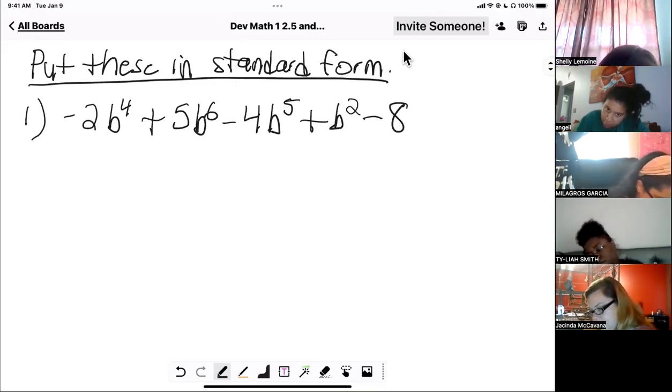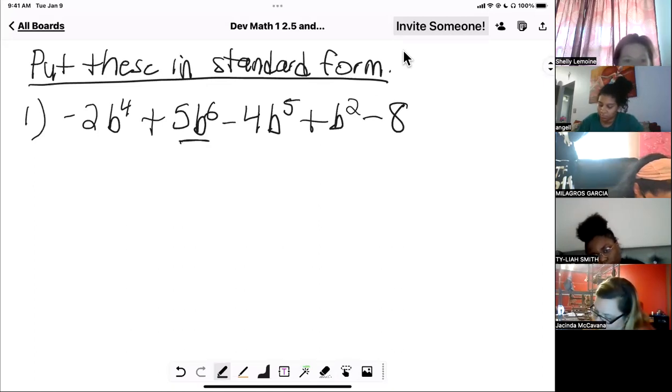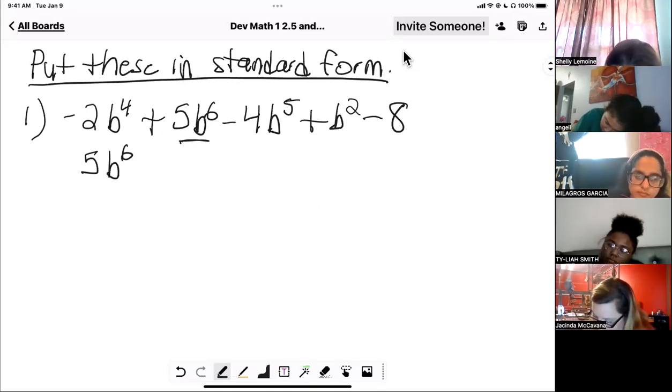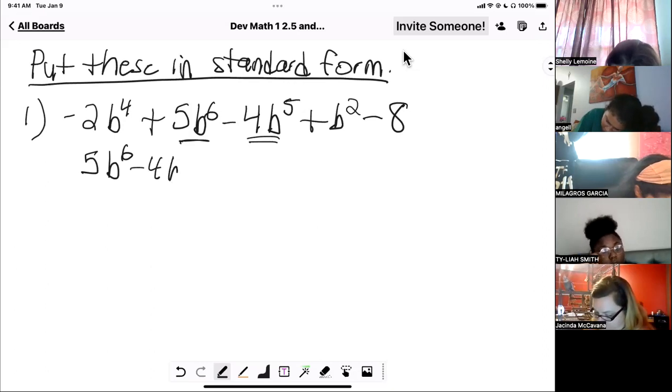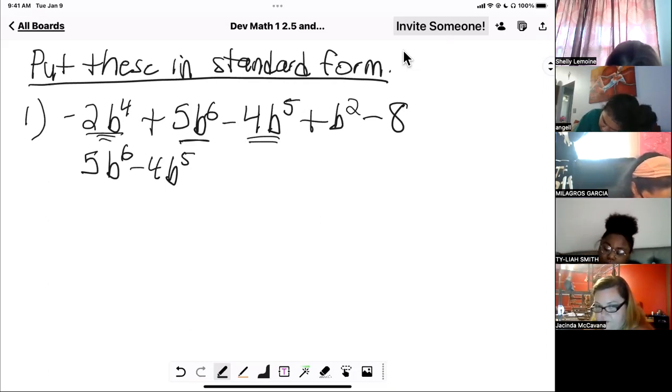All right, so standard form means highest exponent to lowest exponent. So the highest exponent I see is right here. Isn't that the 6th power? That's the highest exponent I see. So I'm going to write 5b to the 6th first. Then I go to the next highest exponent, which is the 5th power. That's my second one. So I'm going to put minus 4b to the 5th. And then I look for my next highest exponent, which would be the fourth power, negative 2b to the fourth. And then I look for my next highest exponent, which is b squared.